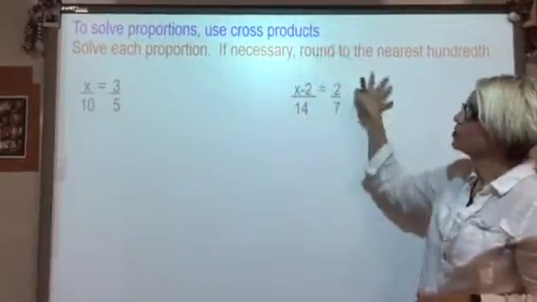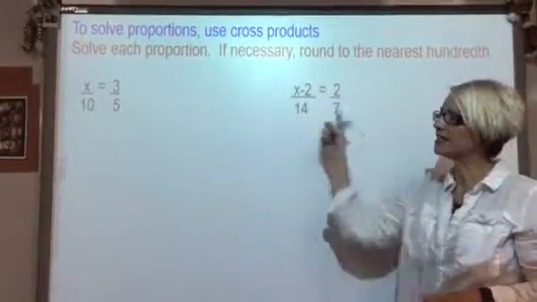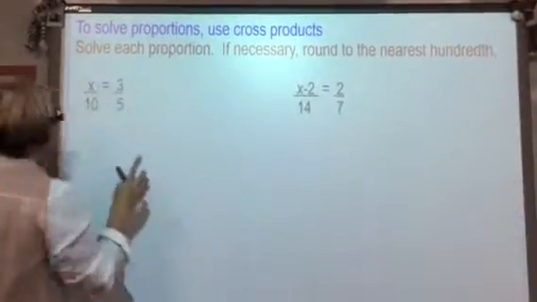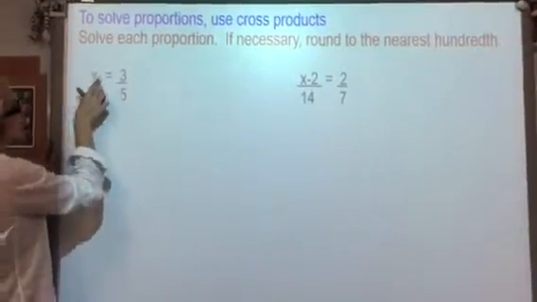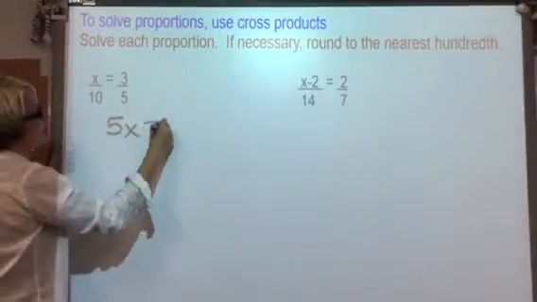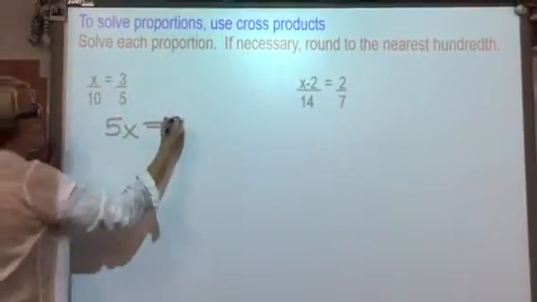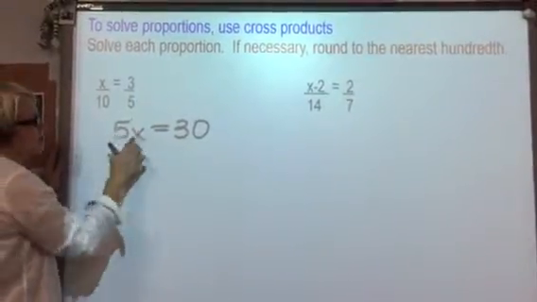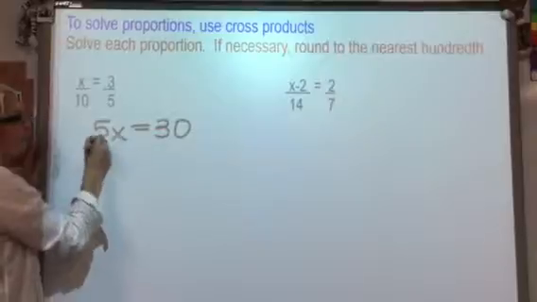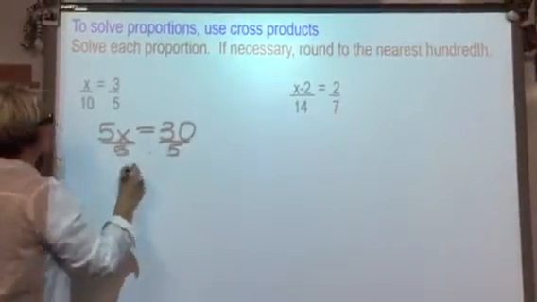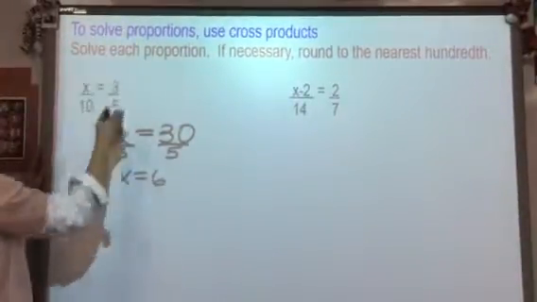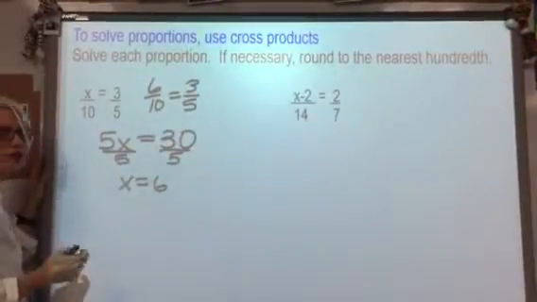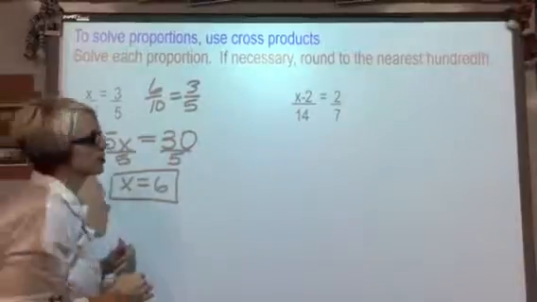Now, to solve proportions, use cross products. As you can see in these examples, I'm missing something, so I'm going to use cross products to solve. Watch. I start with the extremes. X times 5 would be 5x. And then I set that equal to 3 times 10, which is 30. Now I have a balancing equation. This is multiplication. The inverse would be to divide by 5, and I get x is equal to 6. Then you can plug that back in and check: is 6/10 really equivalent to 3/5? You could just check your proportion if you wanted to. And so 6 is correct.